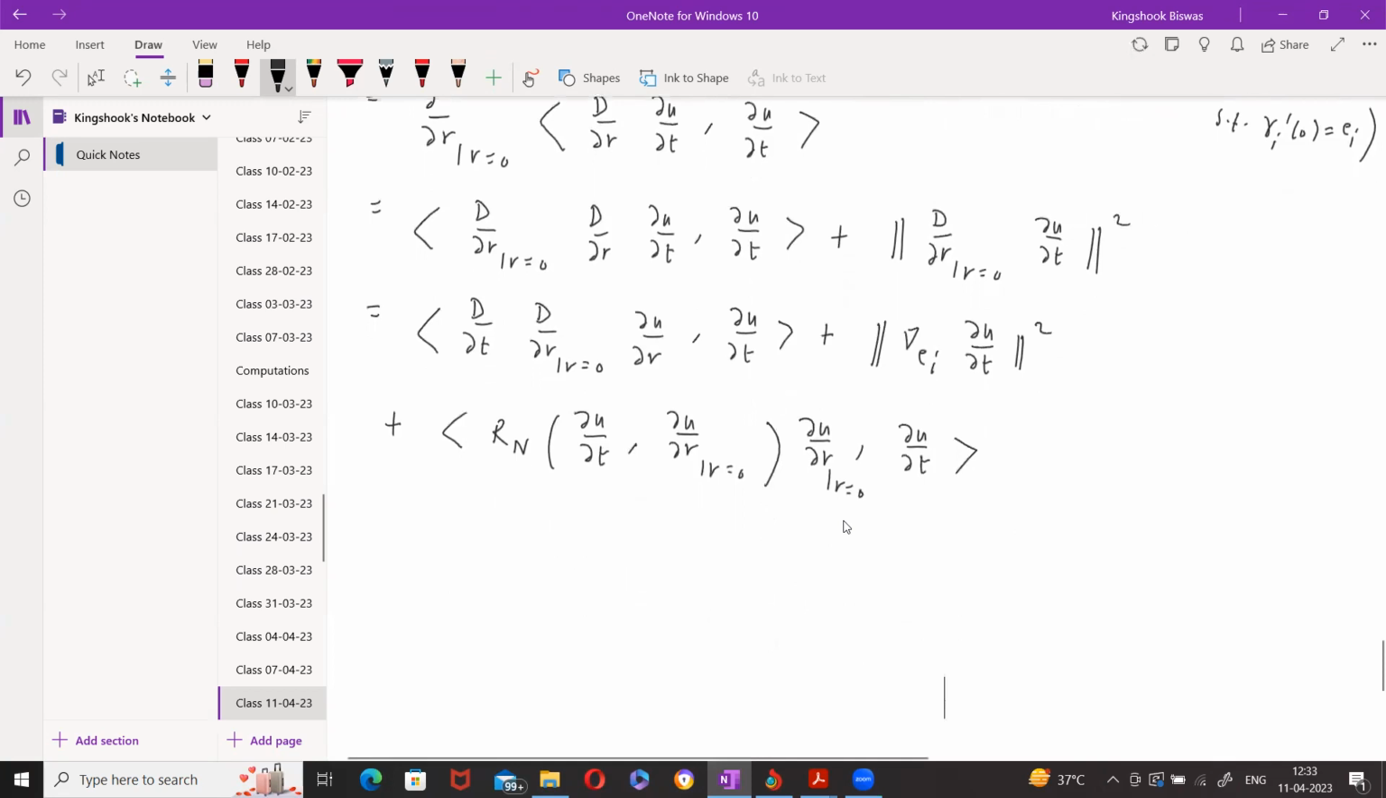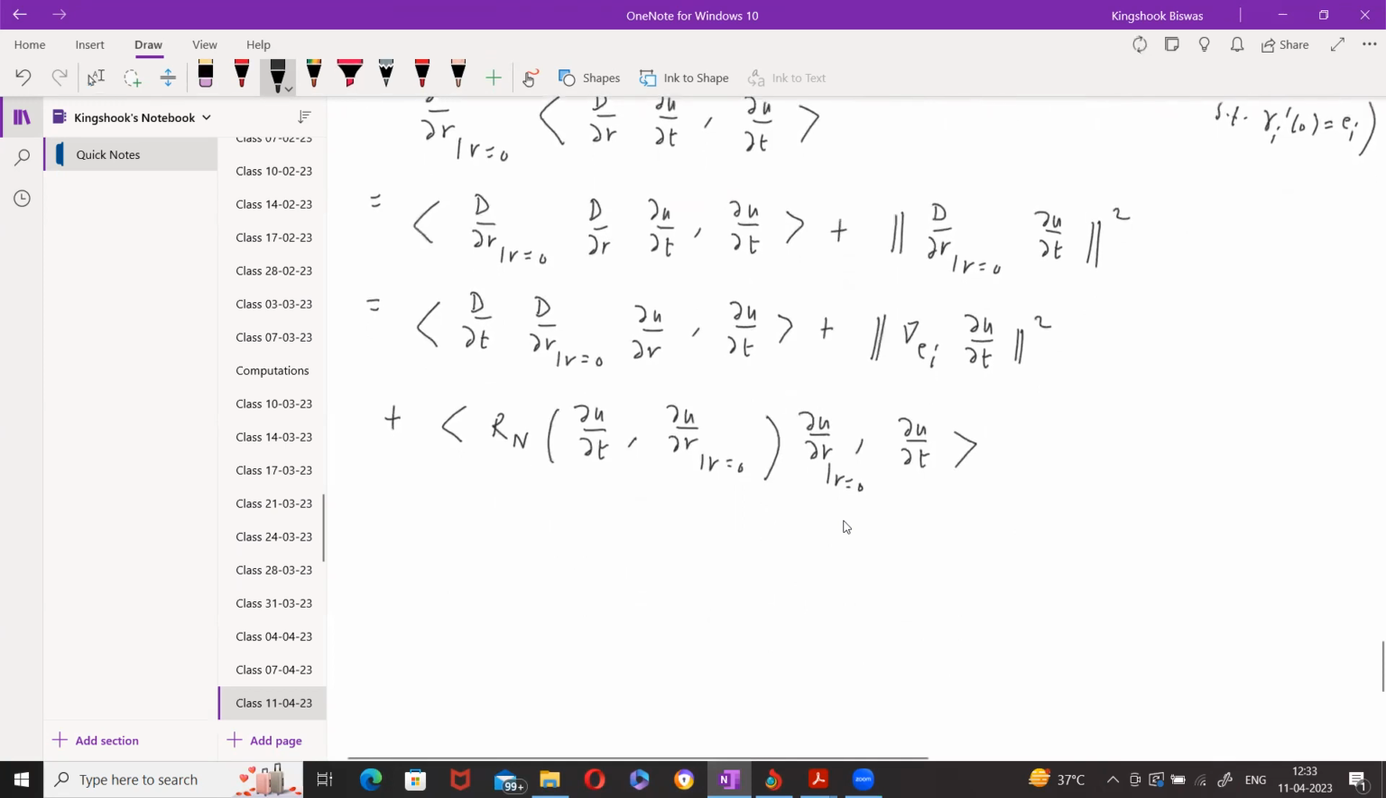So what is this? This is d del t, this d del r at r equal to 0 of del u del r. This is the second covariant derivative along the geodesic gamma I of r. So, like we computed before, this will be the second fundamental form of u acting on e_i, inner product with del u del t.